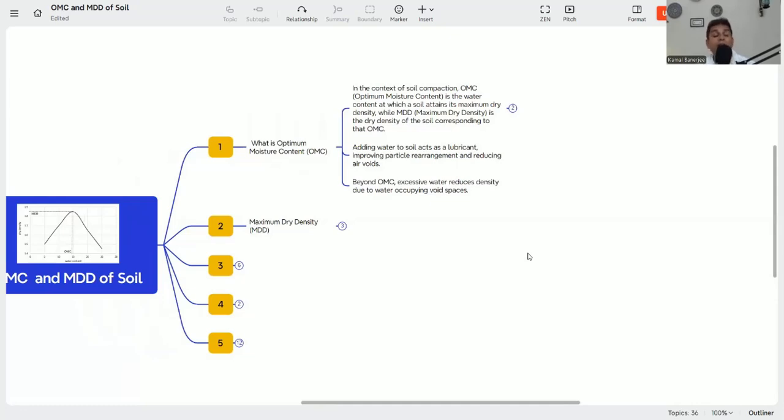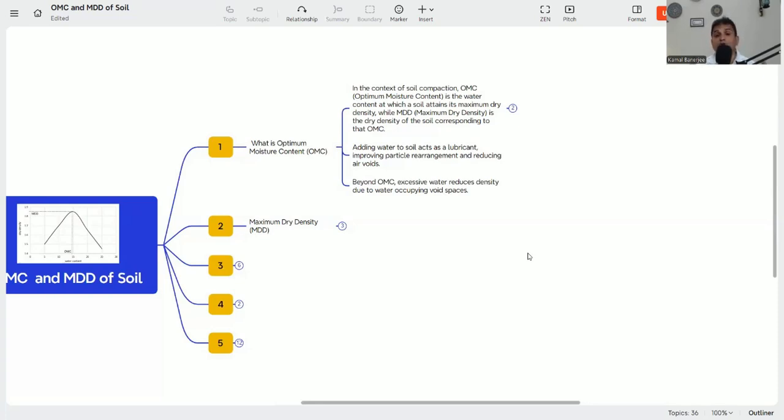So what is happening whenever we are doing backfilling or filling work? We are dumping the soil in layers, then we compact it. What is happening when we lay the soil? There is a void or a gap between the soil particles. It may be a water void or it may be an air void. Mostly it is the air void.